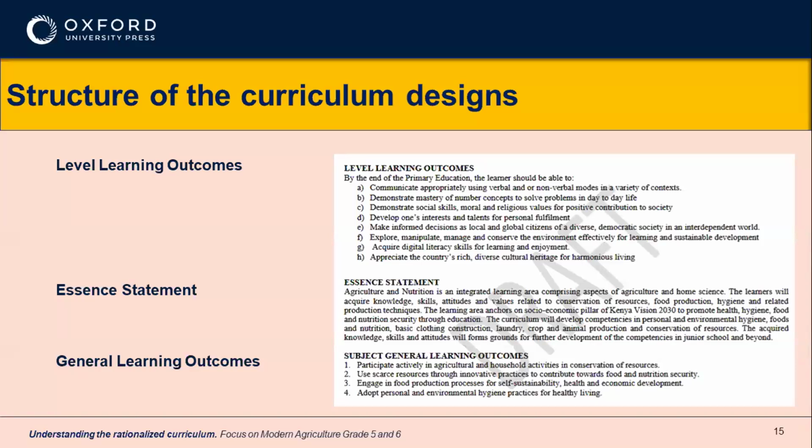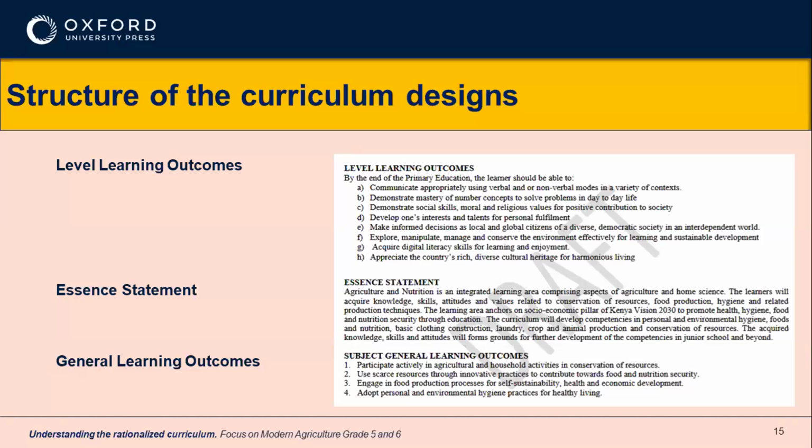And in this case, we have 8 learning outcomes for the level, grade 4, 5, 6. We call them the level learning outcomes. I may not be able to read all of them, but the first one is communicate. By the end of primary school education, the learner should be able to communicate appropriately using verbal and non-verbal modes in a variety of contexts. They should demonstrate mastery of a number of concepts to solve problems. They should demonstrate social skills, moral and religious values for positive contribution to the society, of course. They should develop their interests and their talents for personal fulfillment, among others.